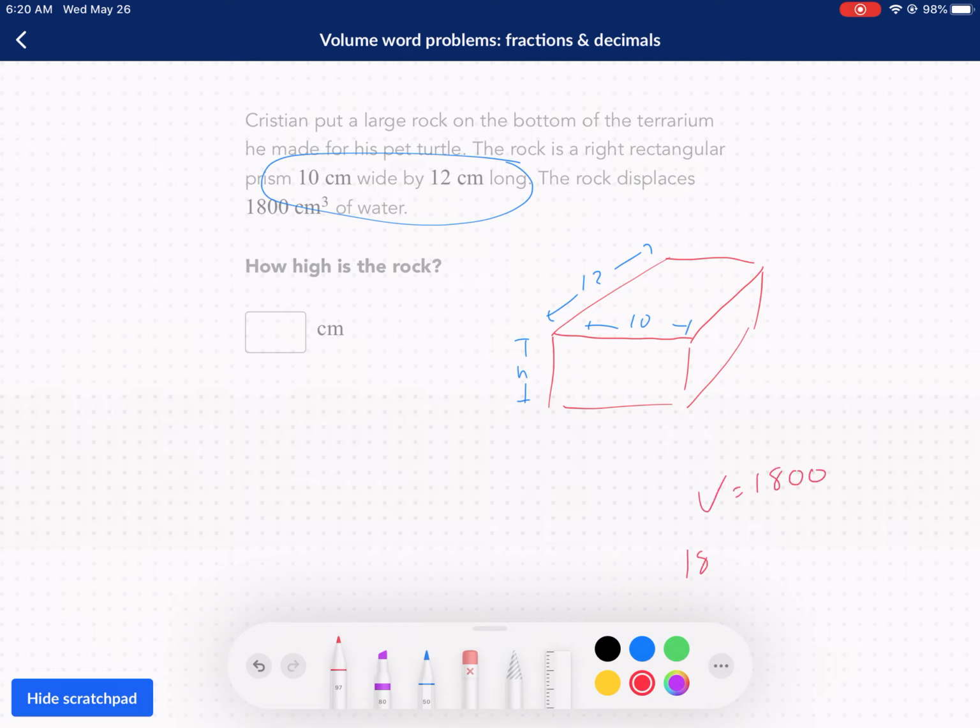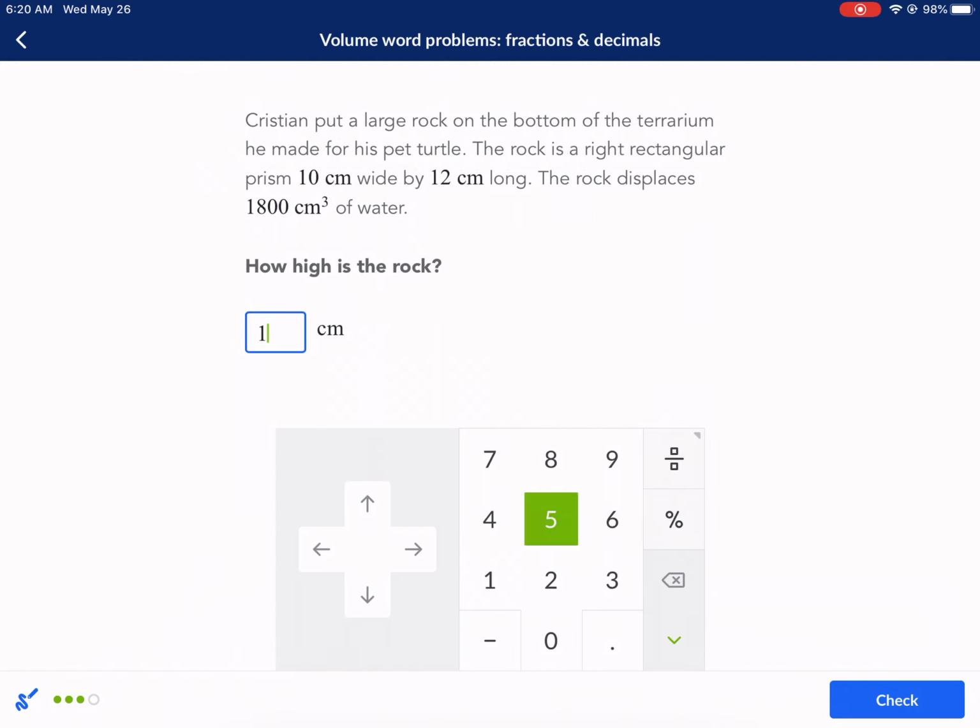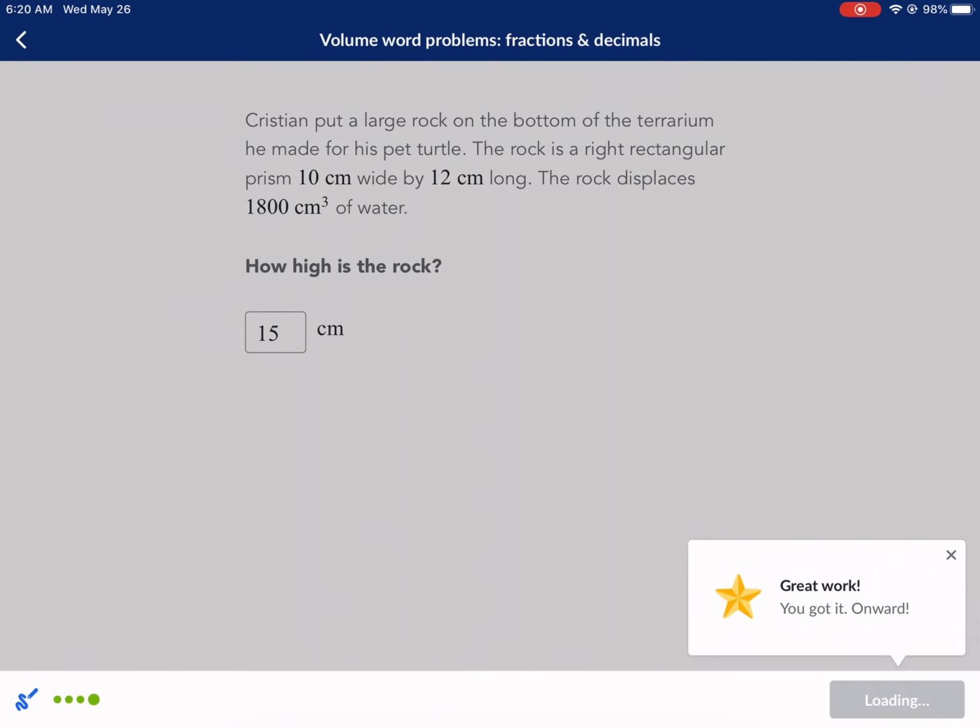Okay, so 1,800 is going to be equal to our length times width times height, of which we know our length and width are 12 and 10. So we have 1,800 equals 120 times h. We're going to divide by 120. 1,800 divided by 120 gives us a height of 15. Height equals 15. So it's actually pretty tall, 15 centimeters. Check it. And there we go. So that's all there is to it.